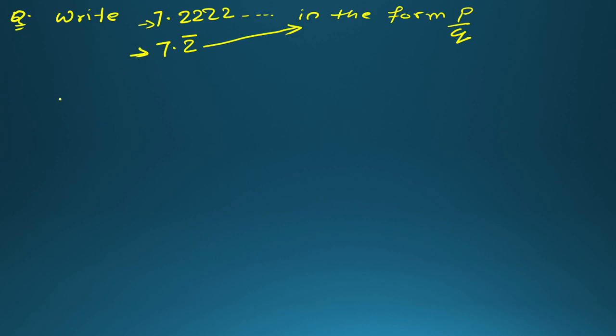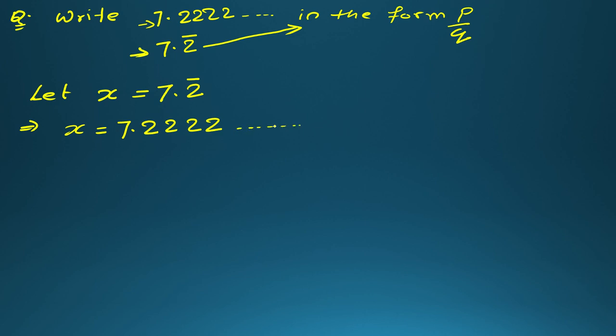Try to understand this. What we'll do here is assume let x is equal to 7.2 bar, means x is equal to 7.2222 and so on. Now how many digits are repeating after the decimal point? Just one digit is repeating. So if one digit is repeating, then what you will do here? Multiply both sides by 10.